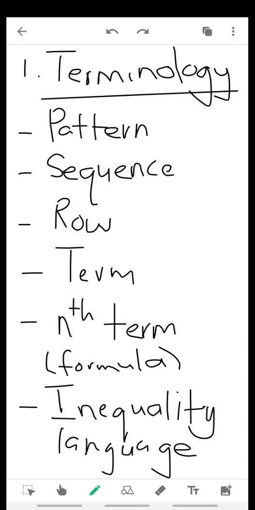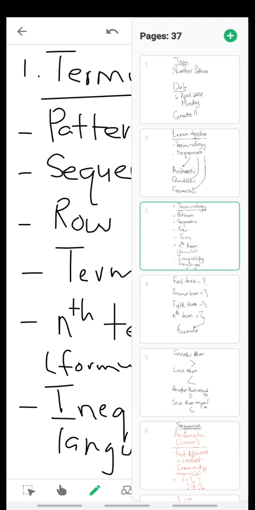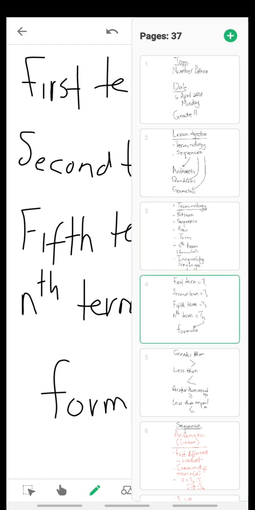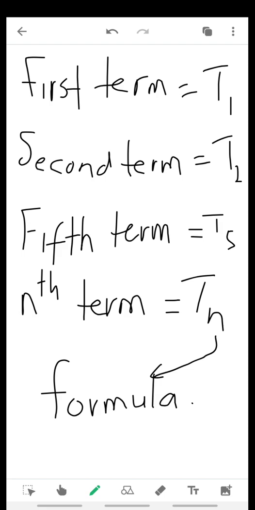But what is it that you need to do as a math learner? You need to take the word greater than and write it as an inequality symbol. That is all about our terminology, and now we want to go to the next slide. In the next slide, what is it that we have? I've written down some symbols for you, which you need to familiarize yourself with when we deal with number patterns.